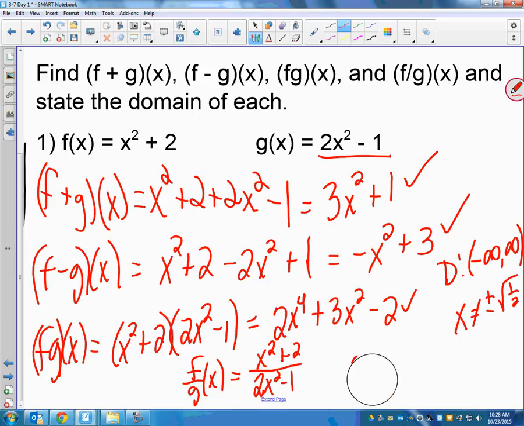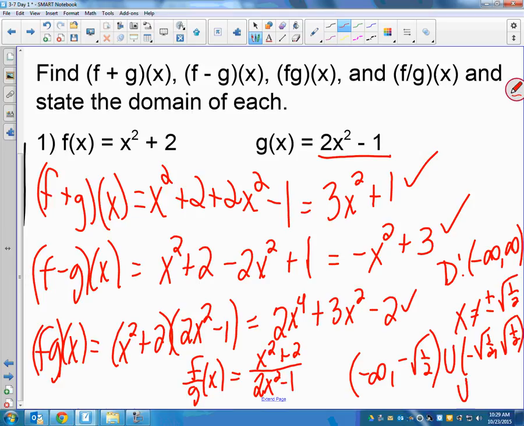Interval notation is not very fun to write, right? Interval notation would be negative infinity up to negative square root of 1/2, union negative square root of 1/2 to square root of 1/2, union square root of 1/2 to infinity. That looks gross, right? This is where people like set notation.